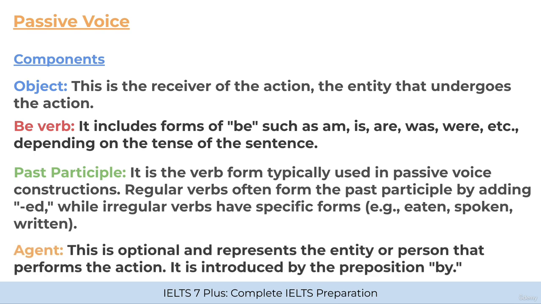And the agent, this is optional, but it represents the entity or person or subject, if you like, that performs the action. And you can introduce this with the preposition by. So that's a nice way of adding this to your sentence. Okay, so hopefully that sheds a bit of light in a bit more detail. We're growing with our knowledge here. And this is how you can be really specific with the passive voice formula.